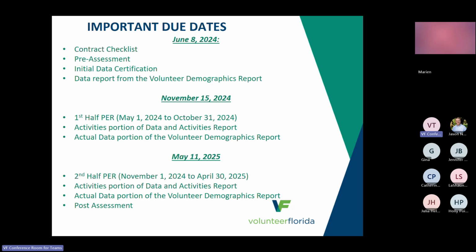The last reporting for the second half of the grant year for the period of November 1st, 2024 to April 30th, 2025 will be due to us by May 11th, 2025. That includes the second PER, the activities portion of the data and activities report, the actual data portion of the volunteer demographics report, and the post assessment.